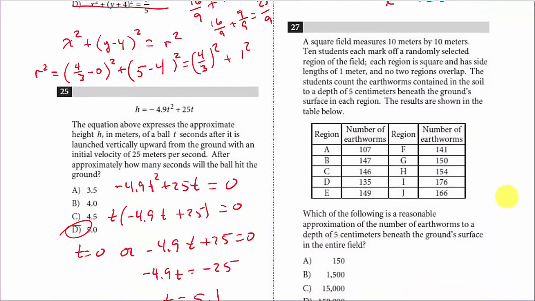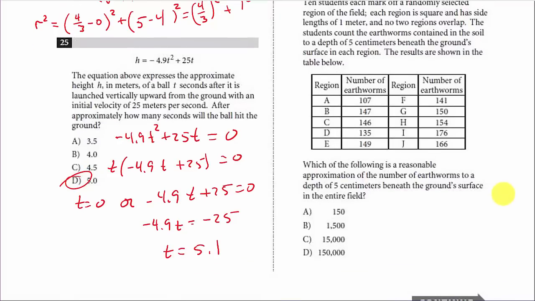All right. So a square field measures 10 meters by 10 meters. 10 students each mark off a randomly selected region of the field. Each region is square and has side lengths of 1 meter, and no two regions overlap. The students count the earthworms contained in the soil to a depth of 5 centimeters beneath the ground surface in each region. The results are shown in the table below. Which of the following is a reasonable approximation of the number of earthworms to a depth of 5 centimeters beneath the ground surface in the entire field?